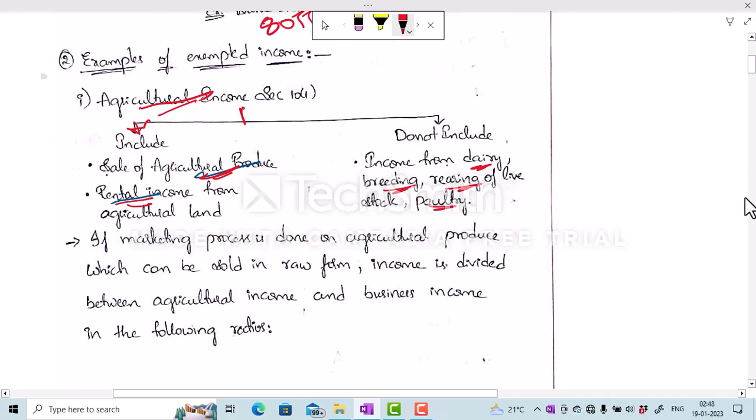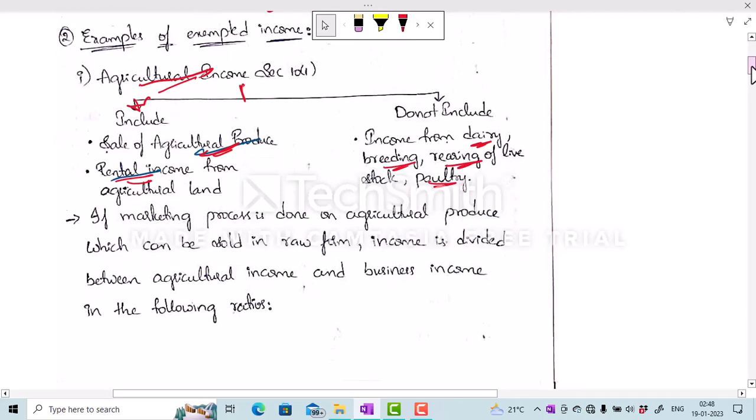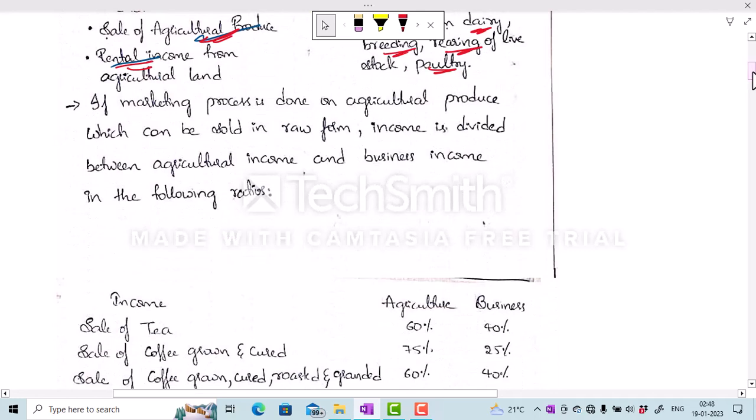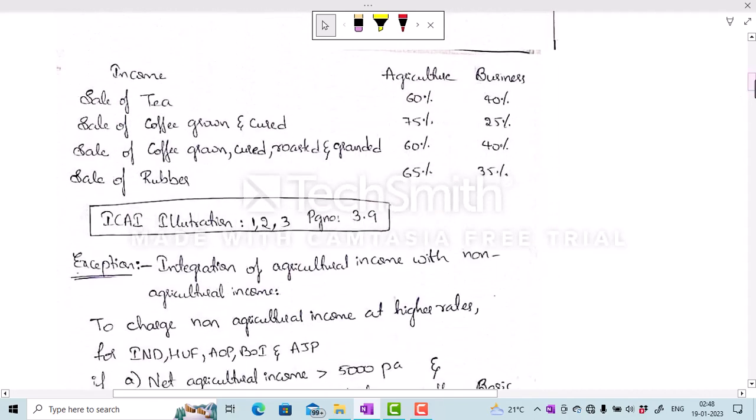These are not included in agriculture income. And if agriculture income is processed, which can be sold in raw form also, then income will be divided between agriculture income and business income. They have given here four products for which we have to divide into these ratios in order to bifurcate between agriculture income and business income. This will be exempted, this will be taxed.